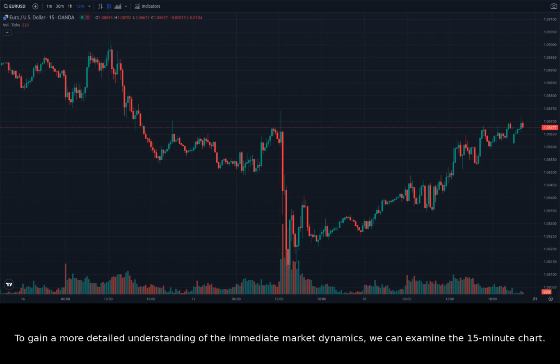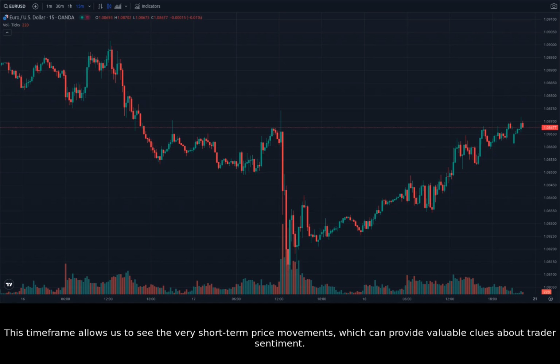To gain a more detailed understanding of the immediate market dynamics, we can examine the 15-minute chart. This time frame allows us to see the very short-term price movements, which can provide valuable clues about trader sentiment. We can see that in the last few hours, the price has been fluctuating between the 1.085 and 1.087 levels, creating a tight range. This range-bound movement suggests a lack of clear direction in the market, as buyers and sellers are battling for control.